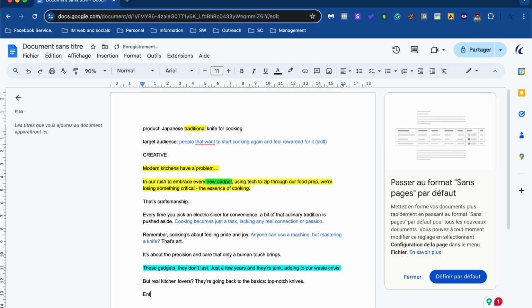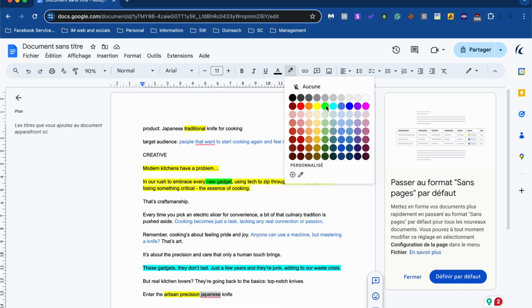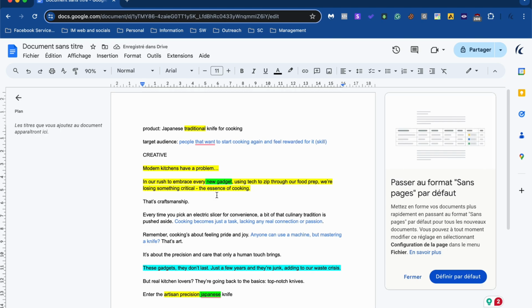So enter the precision Japanese knife. Let's even add artisan. No, here, artisan precision. So we add a grade to the product, which is responsive to the conflict earlier. Japanese knives are known for their quality, so we highlight that also. It's important to be highlighted, and it's opposed to the new gadget and links to tradition.